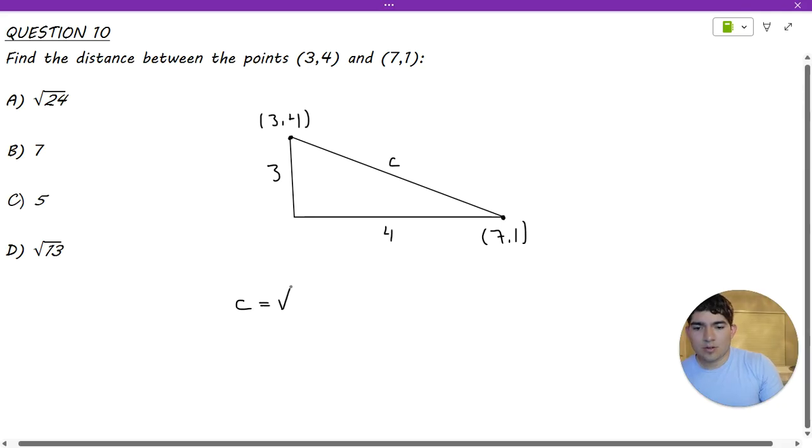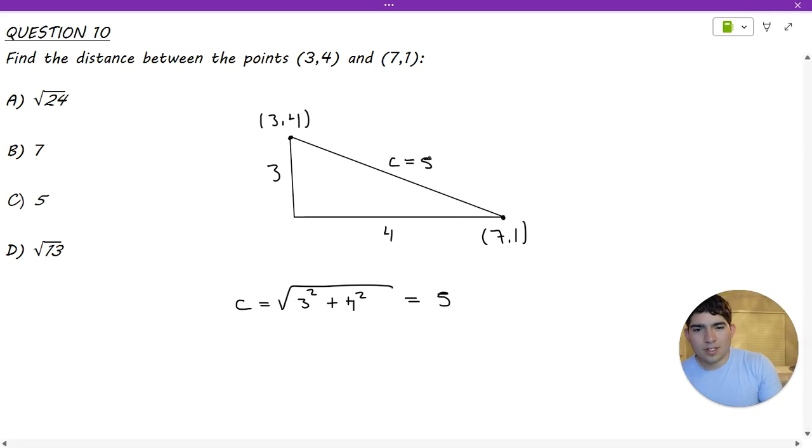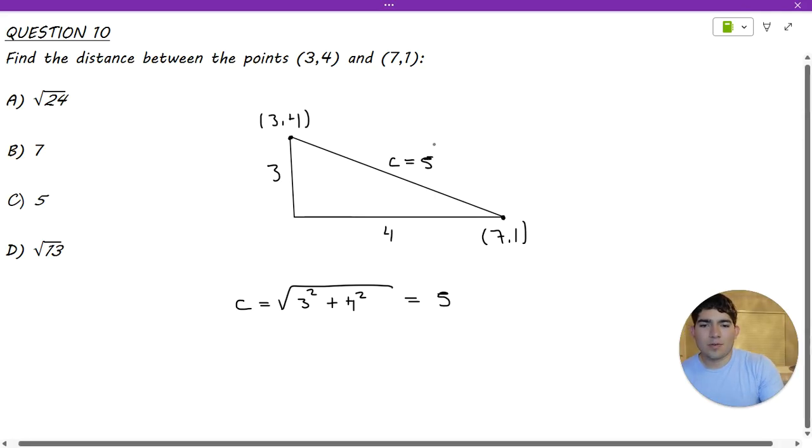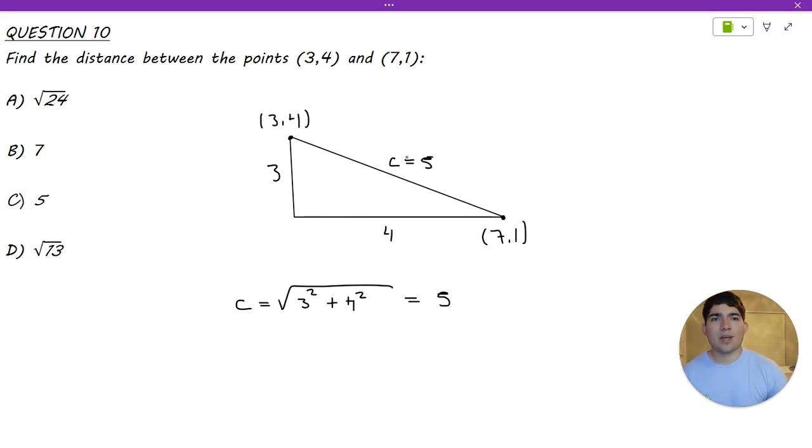This is going to be c is equal to the square root of 3 squared plus 4 squared. And that's going to give us that the answer is 5. So our distance here is 5. Makes sense, right? Because you have a 3, 4, 5 triangle in that case. Just drawing the little diagram can give you that extra little peace of mind that you did your calculations correct.